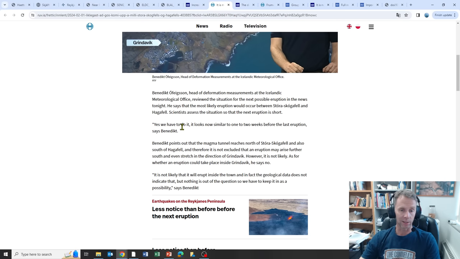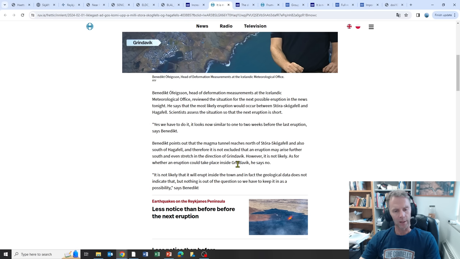He points out that the magma tunnel reaches to the north of Stora Skógfell and south of Hagafell. Therefore, it is not excluded that an eruption may arise further south and even stretch in the direction of Grindavik. However, it's not likely. As for whether an eruption could take place inside Grindavik, he says no. It's not likely it will erupt inside the town, and in fact, the geologic data does not indicate that. But nothing's out of the question, so we have to keep it as a possibility.